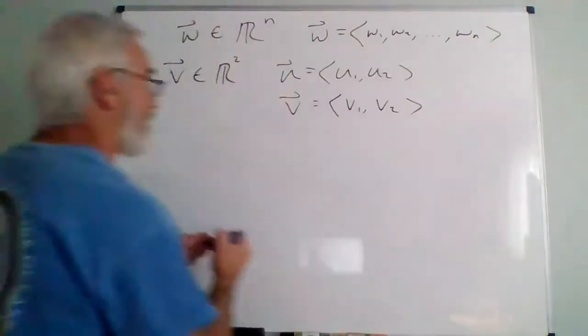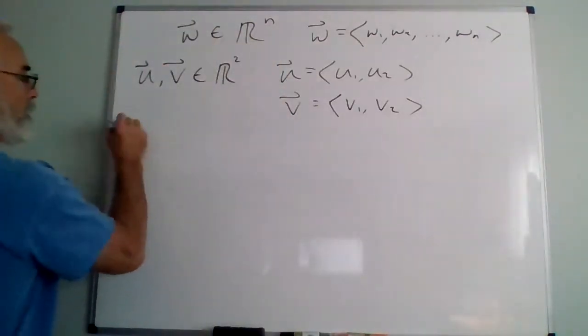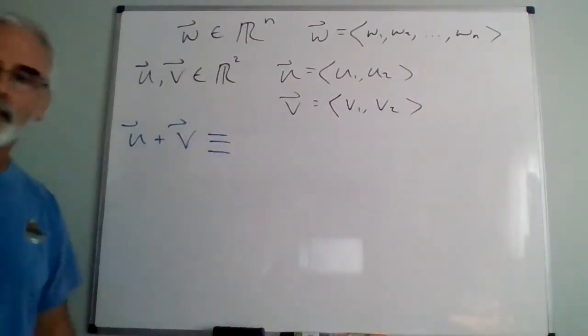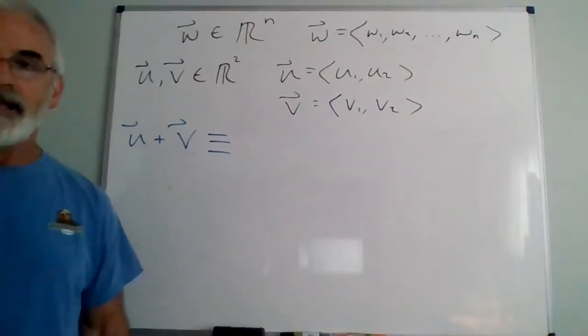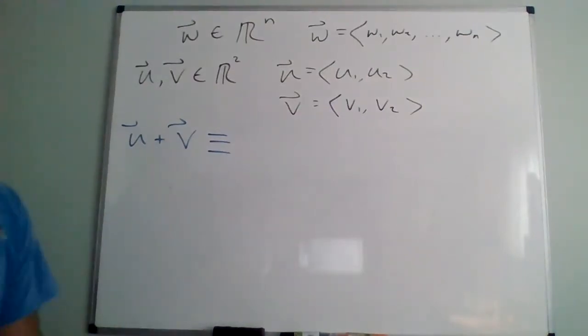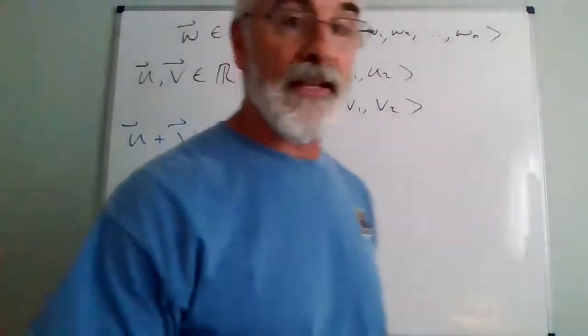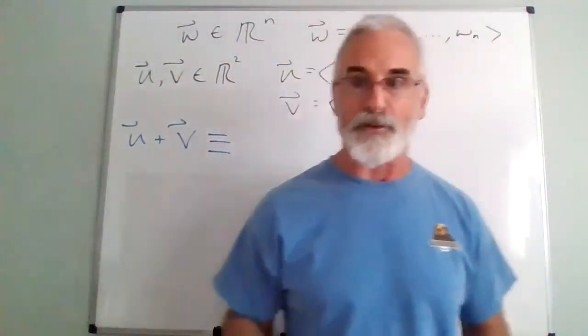So now the next thing is I'm going to define u plus v with a triple bar. This is a symbol many of you are not familiar with. If you've been in my classes, you've seen this because I use this symbol. Three bars means "is defined as." It does not mean equals. "Is defined as" is far more powerful than equals.